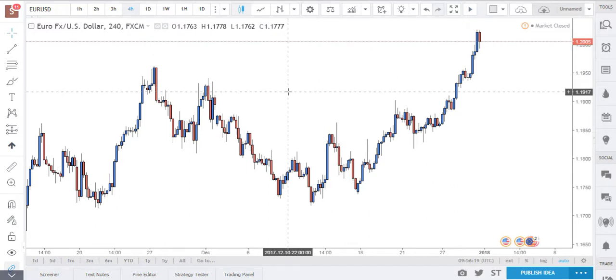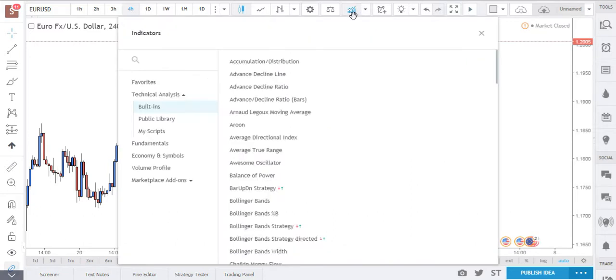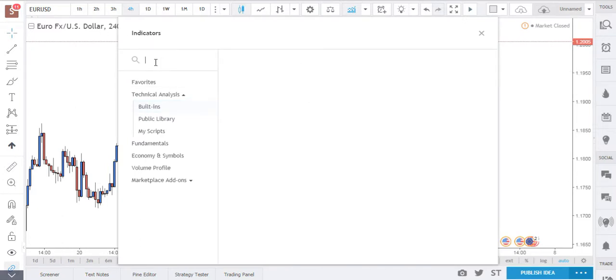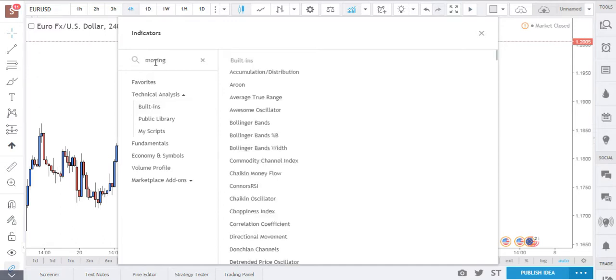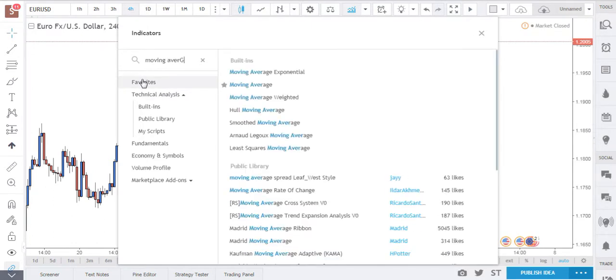So what you want to look for is this icon here: indicators, fundamentals, economy, and add-ons. You click on it, and on the search tab you search for moving average. Just type moving average. So what you want to click on is the moving average exponential and the moving average, just those two.